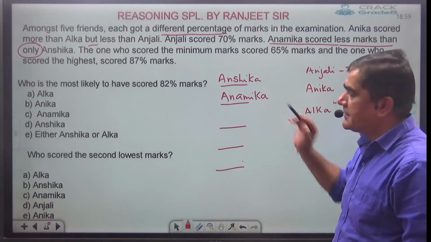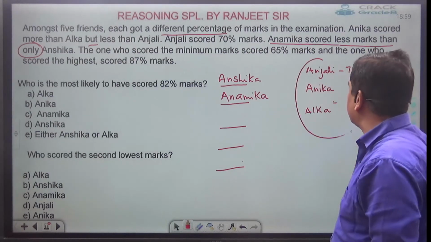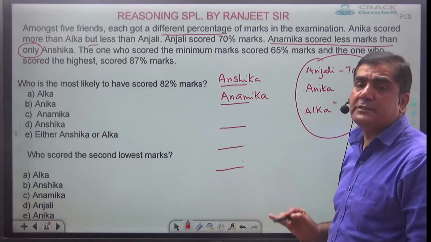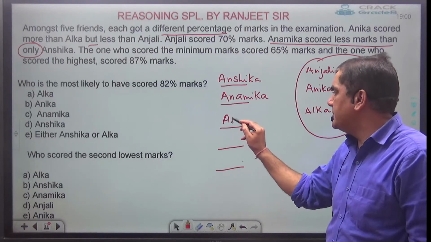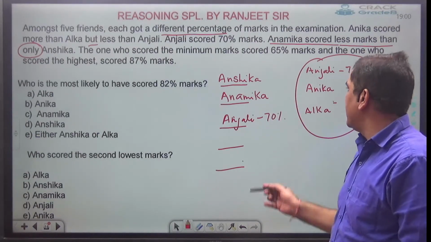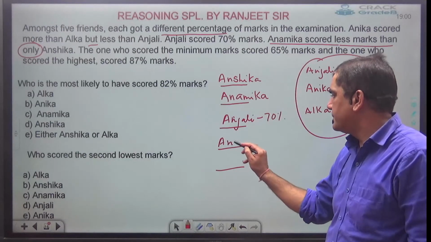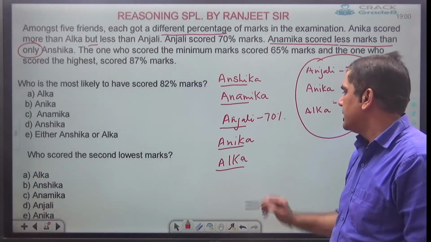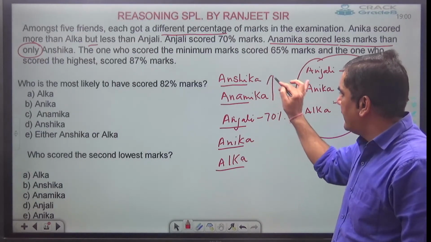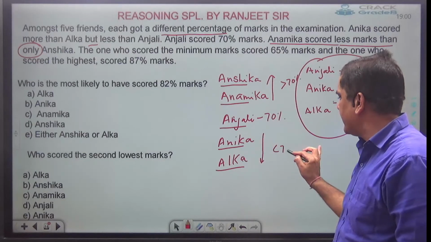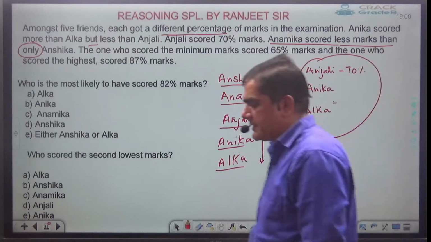Of these two places arranged, very obviously these three need to be at these three places only, because no other place is left. So this place will be Anjali, and she has scored 70%. This is Anika and this is Alka. So very obviously these two will have more than 70% marks and these two will have less than 70%.